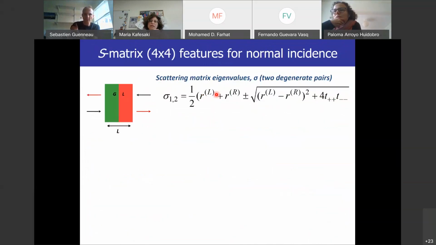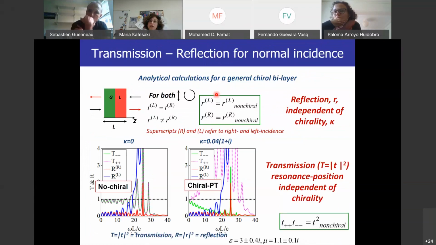You enhance. If you go here, for example, with a plus wave, a right-handed wave, in this type of material, then you have enhancement of transmission. And if you go with the other polarization, the minus, you have decay of the transmission. So you just enhance or decay, let's say, the transmission.